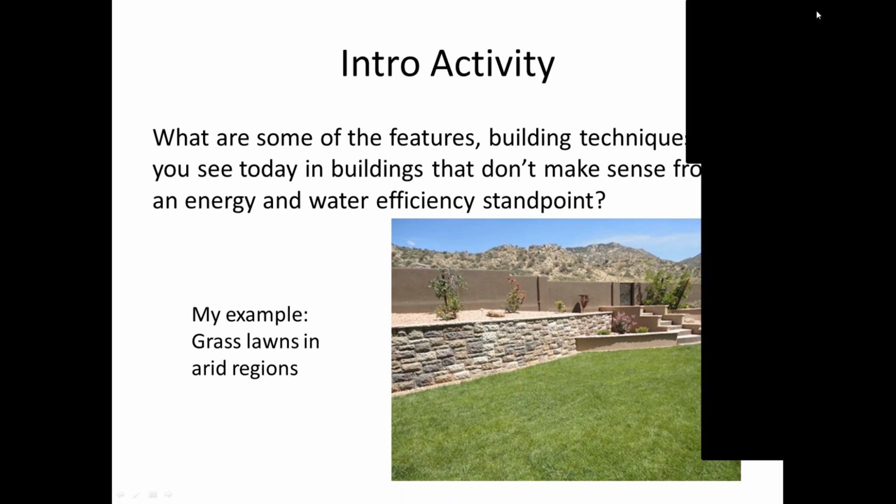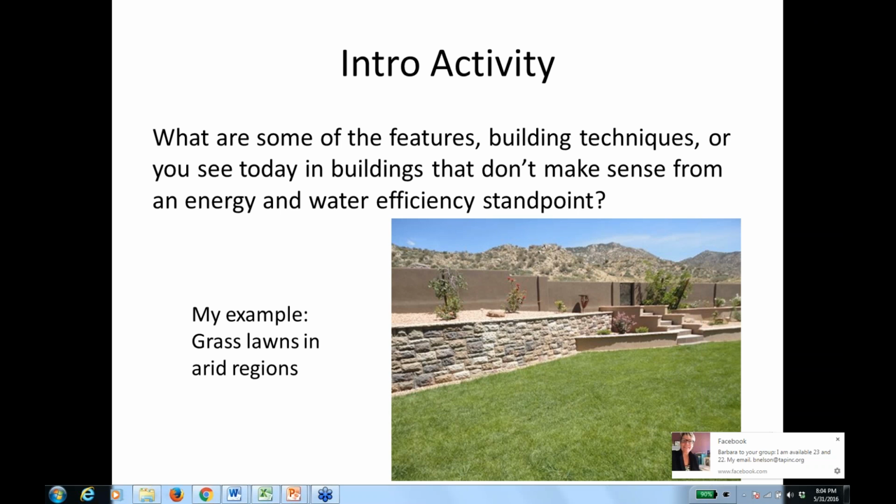My particular example here with my little photo is the fact that we tend to still have, in many areas, grass lawns and plants that require heavy water use and irrigation in arid regions, where we don't have enough rainfall to keep those watered on their own without a sprinkler system. So go ahead, take a minute, think through that, write down some ideas, and we're going to come back to this at the end of class and discuss it more in depth. We'll give you a couple of minutes to do that while we wait for everyone to join us.